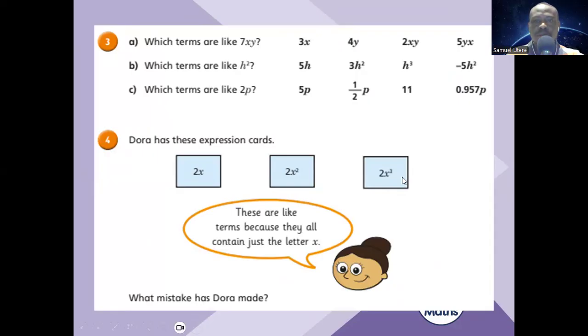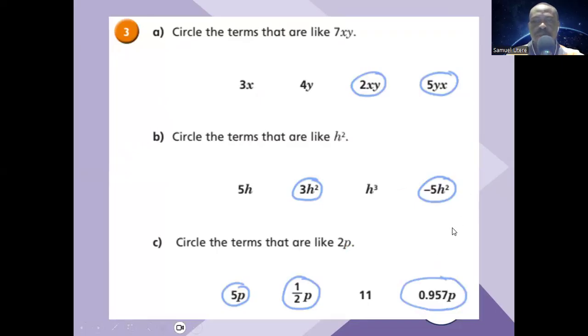Assuming you've paused the video, you've really thought about the questions. Here are the answers. Let's discuss them. Here you were asked question 3a to circle the terms that are like 7xy. Of course, this one, yeah, we have the same letters and the letters have the same powers. And that one, remember, this is the same thing as 5xy because 5yx is commutative to 5xy. We can swap the letters, which I explained earlier just now.